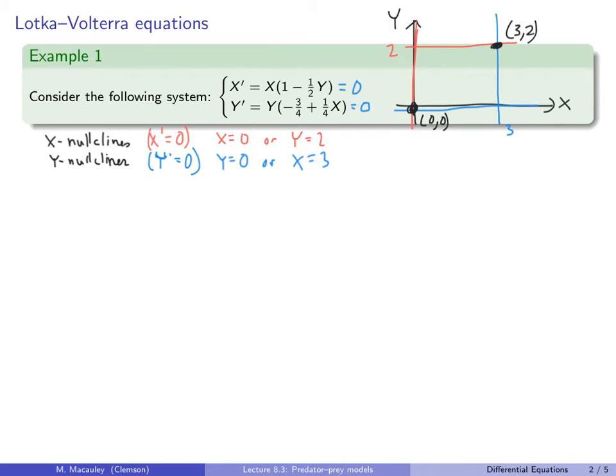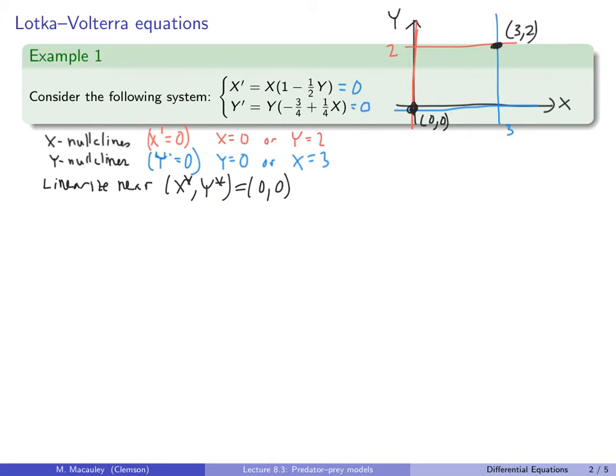Okay, so next thing to do is to analyze the behavior of the phase portrait of the system near these fixed points. And we'll do that by linearizing. So first let's linearize near 0, 0. Now we don't need to change variables because we are in the neighborhood of 0, 0.